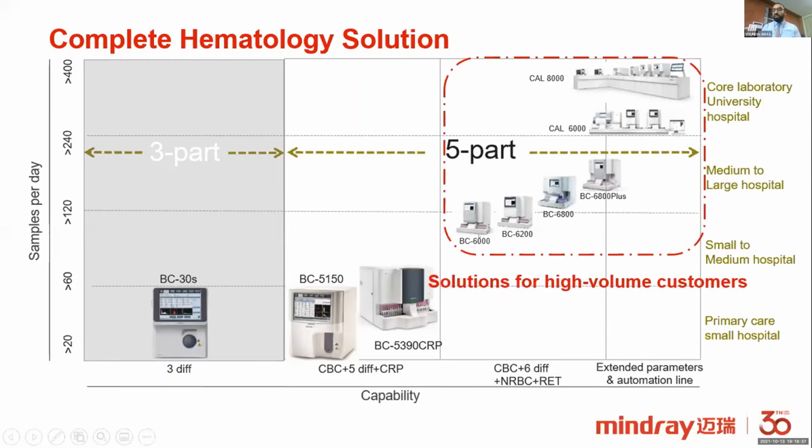The difference between BC-6000 and 6200 is that the 6000 gives you only CBC without reticulocytes. So for customers who need reticulocytes and also optical counting for platelets, it is better to choose one product from BC-6200 and above, and also our modular systems, the CAL 6000 or the CAL 8000. I will give you in the next slides some important information about our solution and each process.